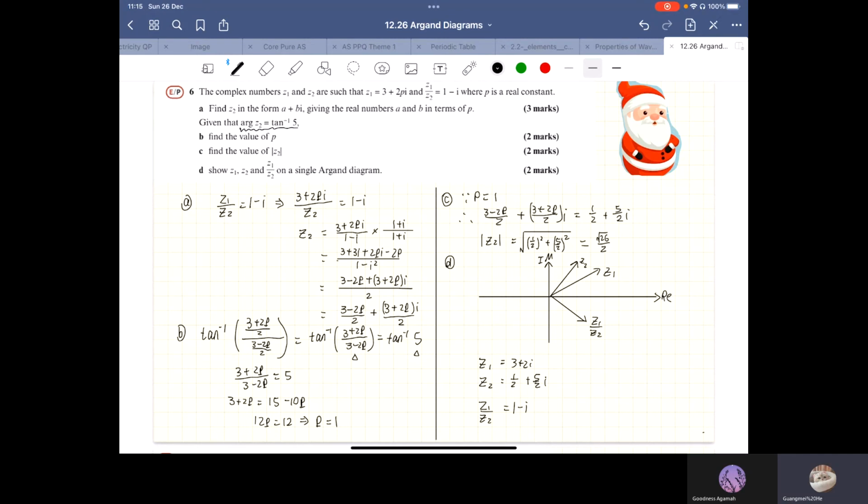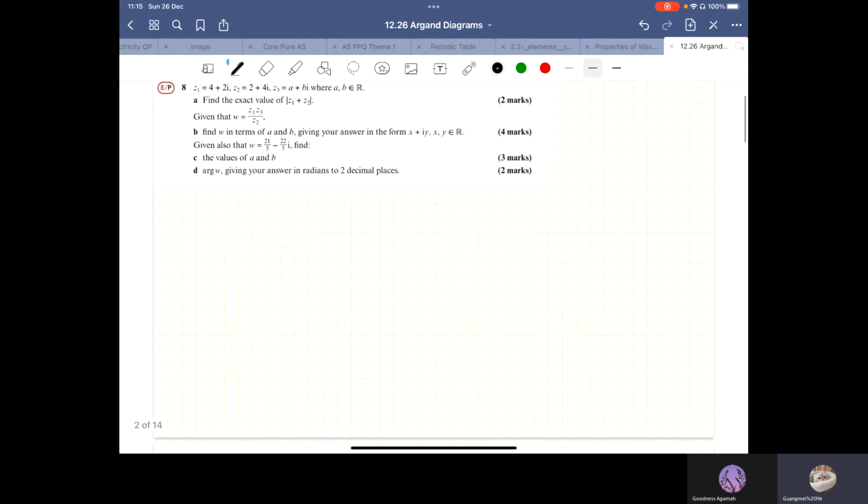We will move on to question 8 now. Okay. Now in question 8, it's given Z1, Z2, and Z3. Actually, Z3 is given in the form a plus bi. We don't know a nor b. So part A asks us to find the exact value of modulus Z1 plus Z2. Okay. In order to do that, first we need to find what is Z1 plus Z2.